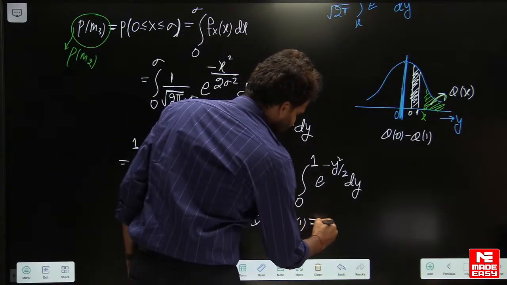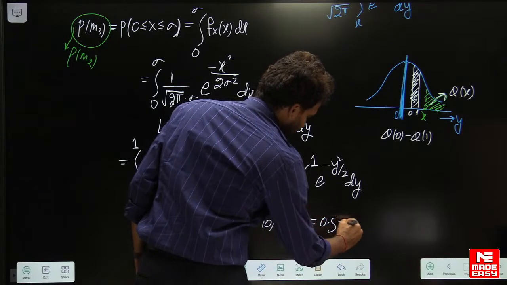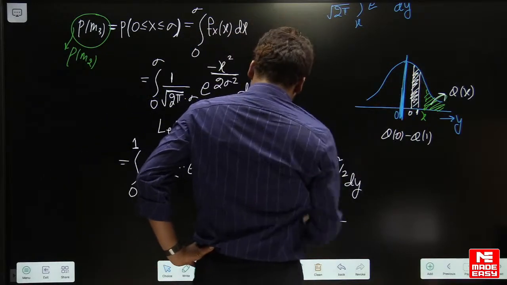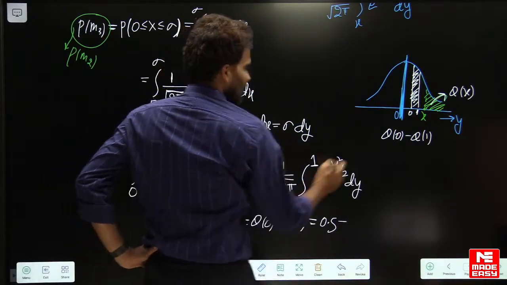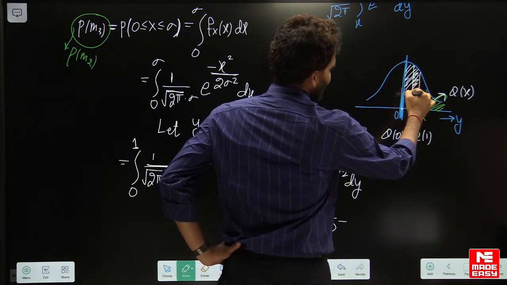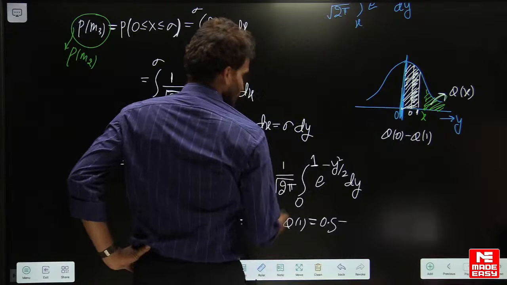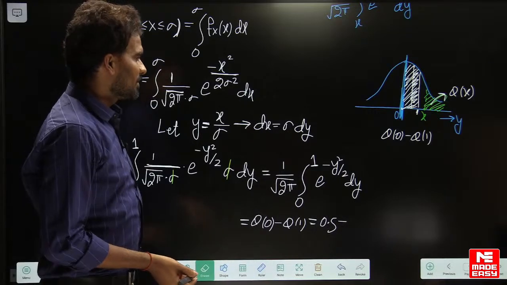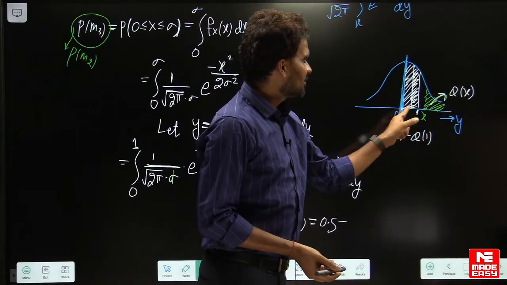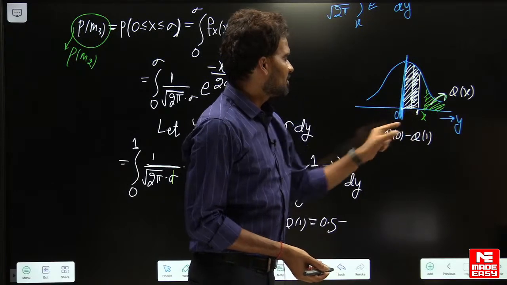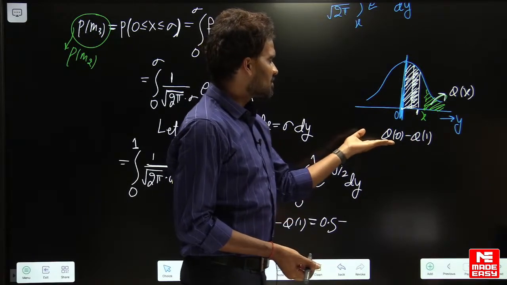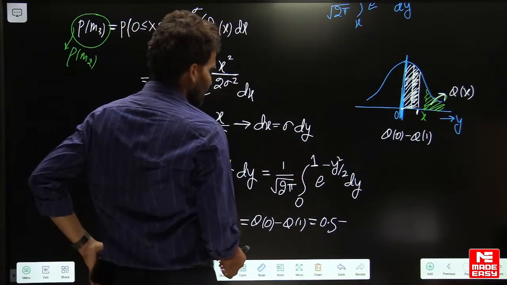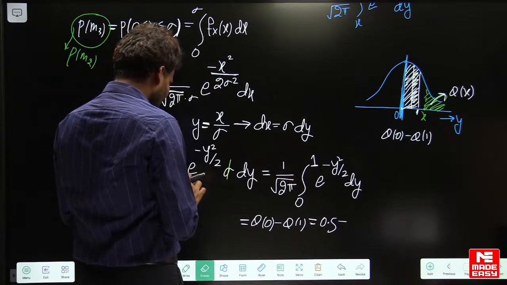q0 will be how much? q0 is 0.5, 1 by 2. Area from 0 to infinity, so 0 is here only, no? This is the area you have to find out, from 0 to 1. So this is q0 minus q1. q0 means area from 0 to infinity; from that, subtract area from 1 to infinity, and you will get area from 0 to 1. q0 is of course 1 by 2, so 0.5 minus q1.